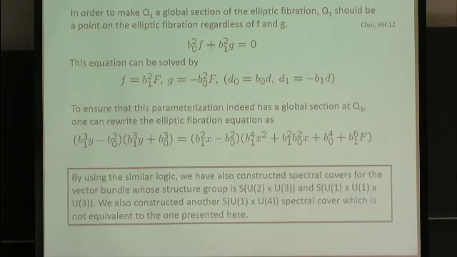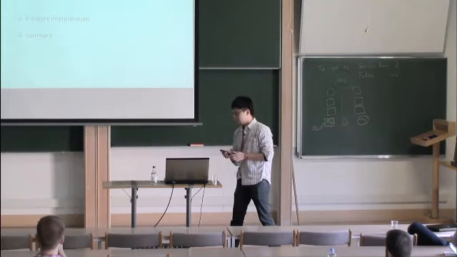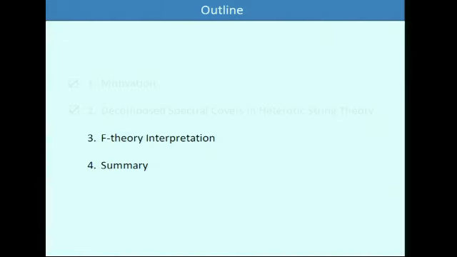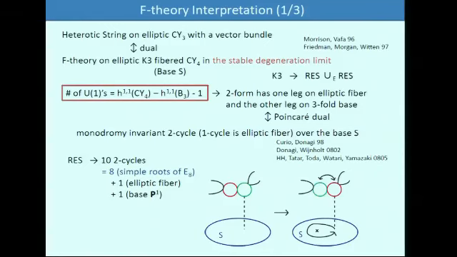Now, this is how we construct the factorized spectral curves in heterotic string theory, and we can also interpret this result from F-theory computations. So the heterotic F-theory duality is summarized in this way. Heterotic string theory on an elliptic Calabi-Yau threefold with a vector bundle is dual to F-theory on an elliptic K3 Calabi-Yau fourfold with some base S, in the stable degeneration limit. The stable degeneration limit means this K3 fibration is decomposed into two rational elliptic surfaces which share a common elliptic curve.